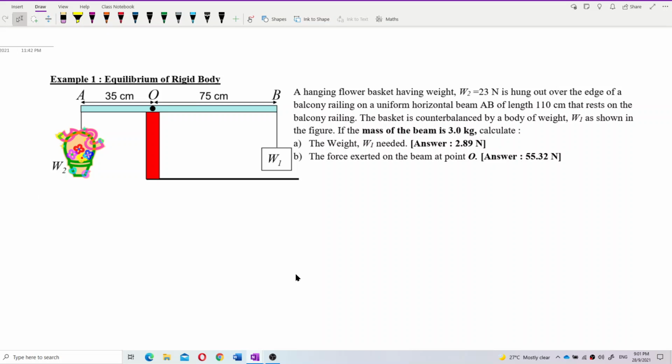Okay, let us look at these questions. Yeah, equilibrium of rigid body.